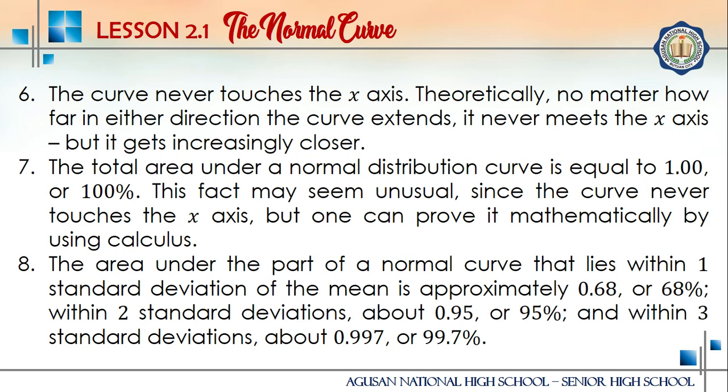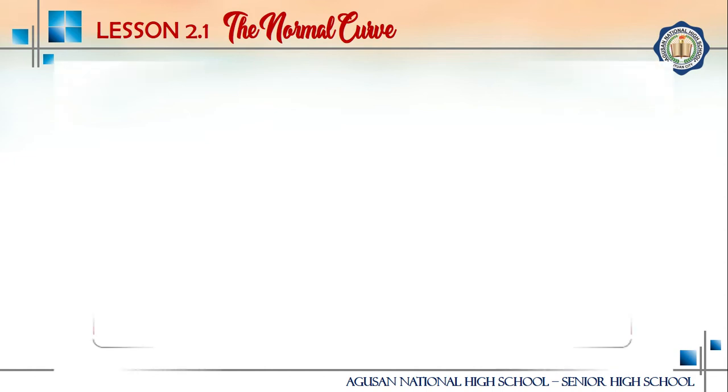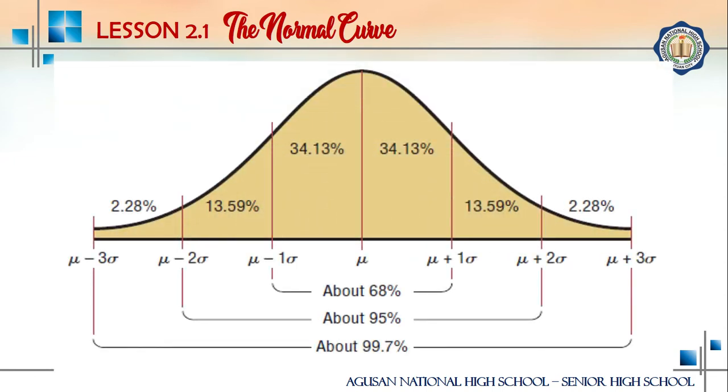Number 8, the area under the part of a normal curve that lies within one standard deviation of the mean is approximately 68%. Within two standard deviations, it is 95%, and within 3 standard deviations, it is 99.7%. To best illustrate property number 8, this is the illustration. This is also what we call the empirical rule or the 3 sigma rule or the 68, 95, 99.7 rule.